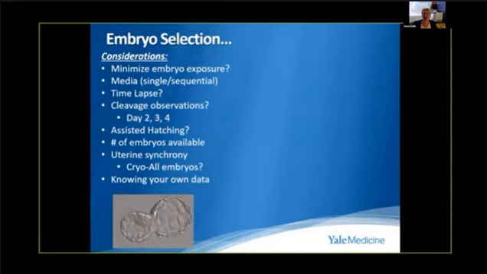Is your lab doing assisted hatching? If so, what day? The number of embryos that you have available, does that determine whether you would consider doing a day 3 or a day 5 transfer? Some labs think a lot about uterine synchrony, and there are certainly more and more labs in the US that are turning into cryo-all, where they virtually cryo every cycle, freeze all their embryos, and then bring the patient back for an FET cycle later. And I think it is important to know your own data.